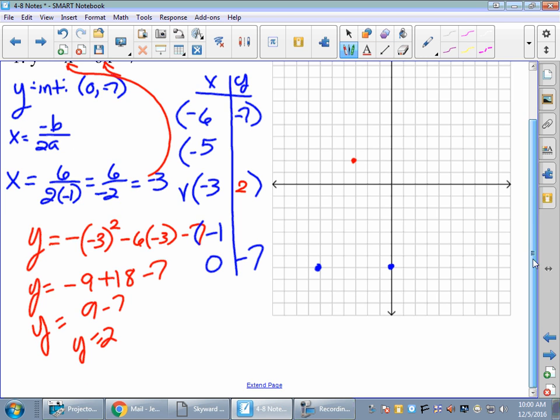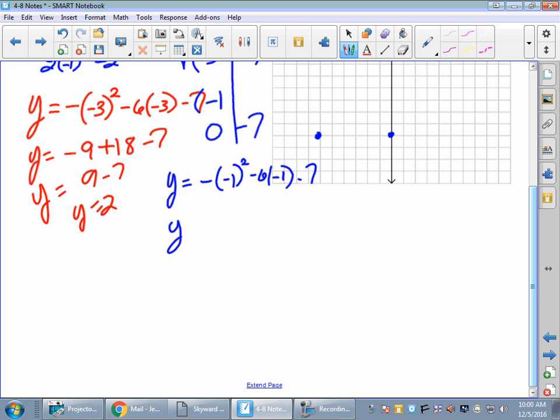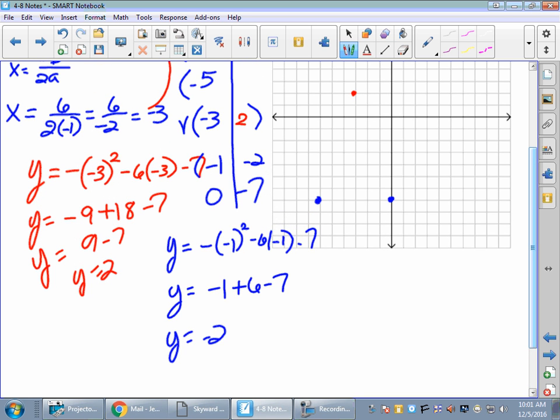When I plug in negative 1, I just plug it into the equation. Again, the negative from the function. Then I square negative 1 minus 6 times negative 1 minus 7. Lots of negatives there. Y is equal to negative 1 plus 6 minus 7, which actually gives me negative 2. So when x is negative 1 in this parabola, y is negative 2.